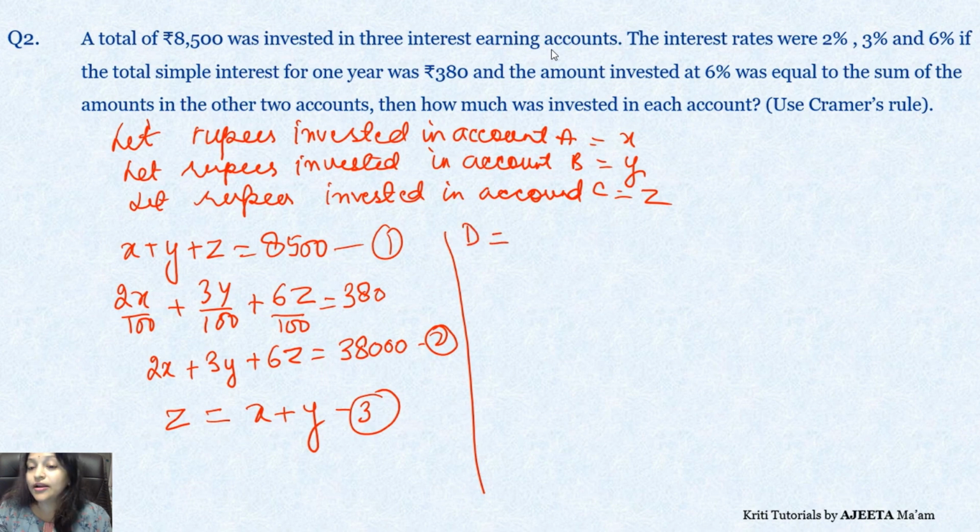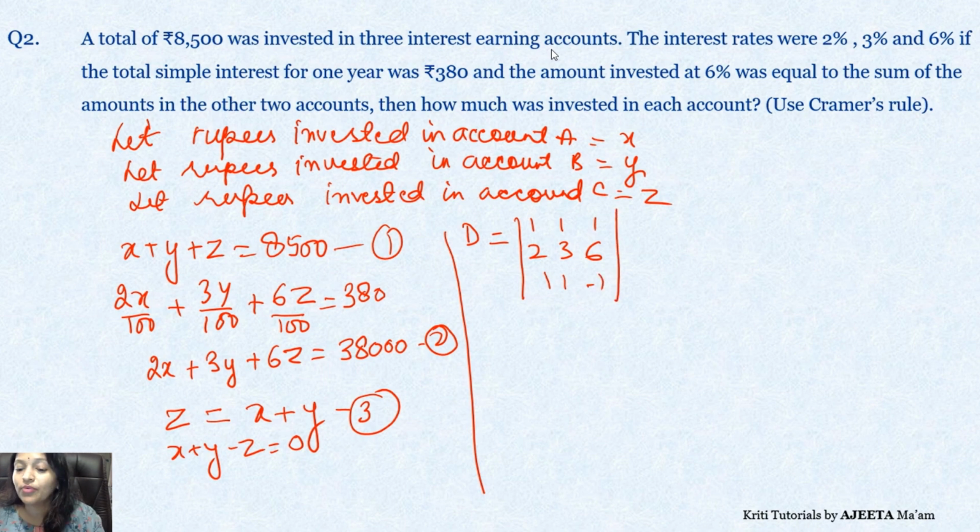So we have D. D will be the determinant of the coefficients of x, y and z. So let's make it very clear: 1, 1, 1, 2, 3, 6. Now if I write it, x plus y minus z is equal to 0. So that will be 1, 1 and minus 1. That will be for x, y and z. Now let's take it for D. Now let's take it for dx. Dx will be the matrix for the coefficients of y and z and the constant terms, and we have to find the corresponding determinant. Correct?